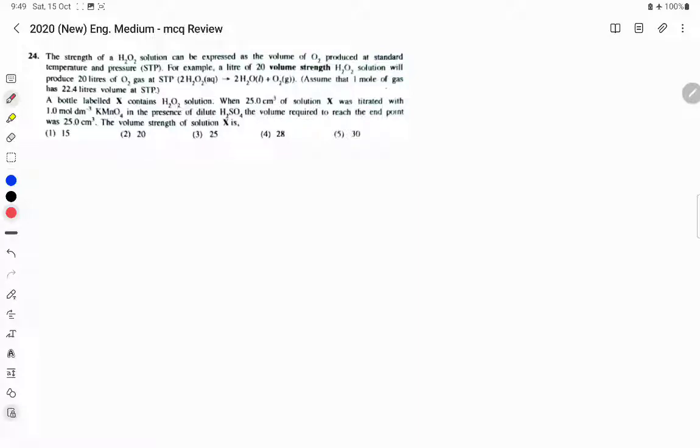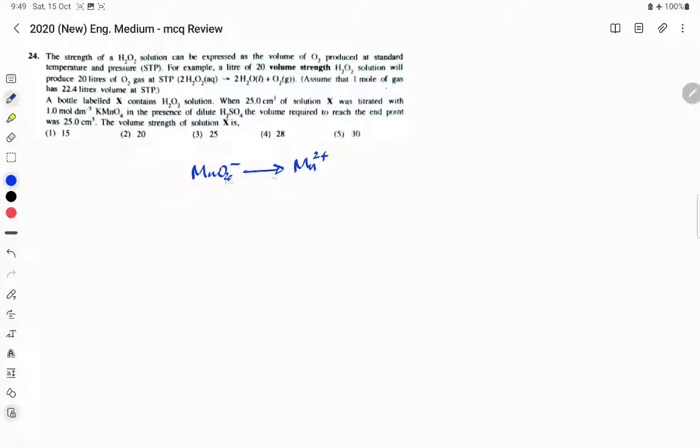So they have given a titration. Let's simplify the titration first. The reaction takes place with KMnO4 and H2O2. So the half reactions will be: MnO4 minus goes to Mn2 plus in an acidic medium. The purple color turns into colorless.